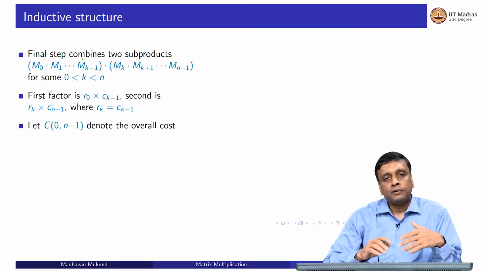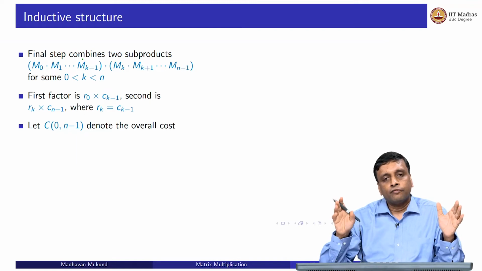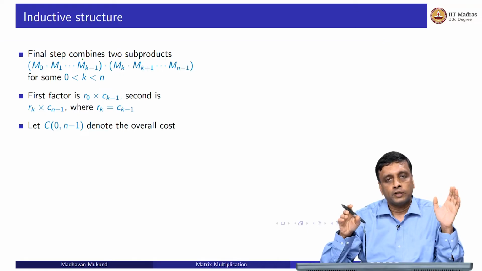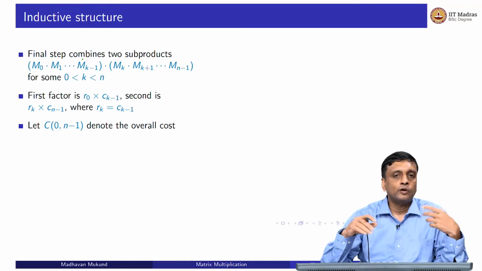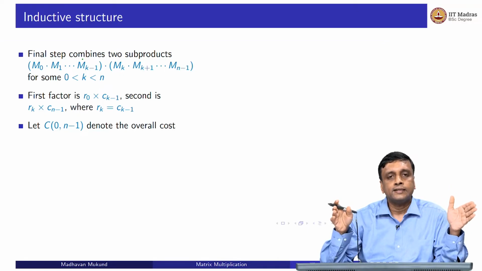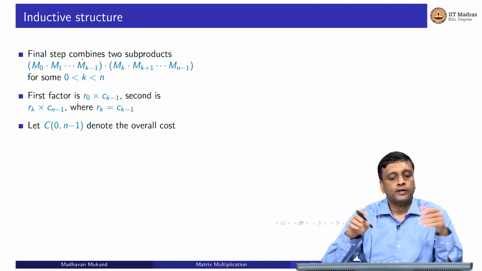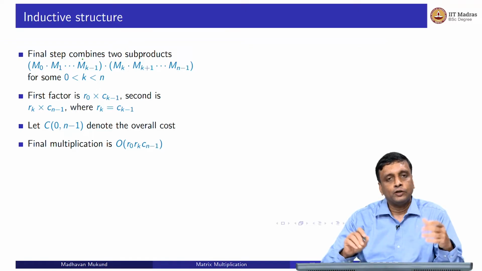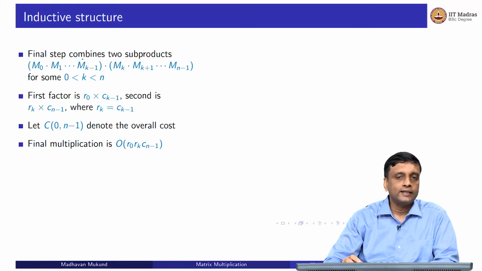So the cost we will now think of as the cost of doing it from the beginning to the end. So the cost C(0, n-1) corresponds to how much time it takes, or how many steps it takes, to compute the entire sequence of products from 0 to n-1, right. So what we can see from this is that this breaks up into sub-costs, right. So first of all, there is this final step.